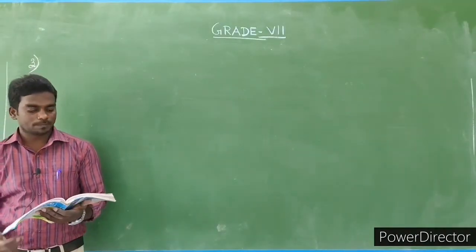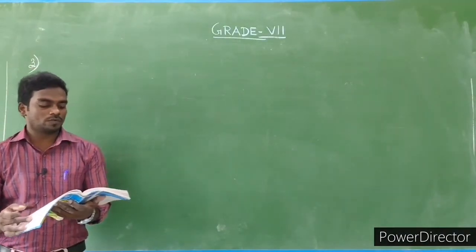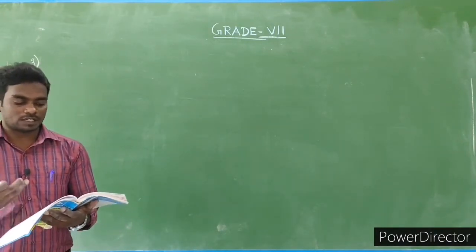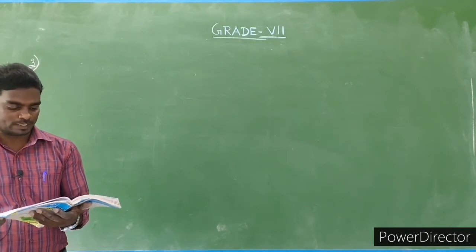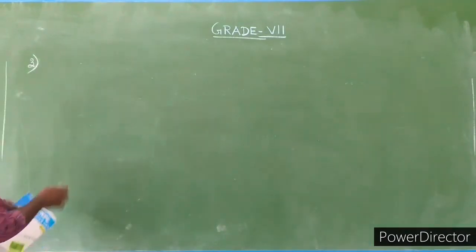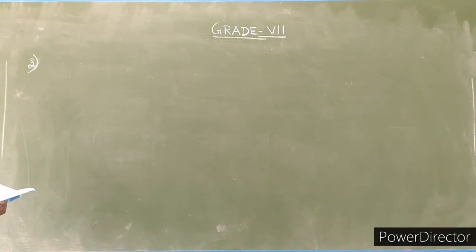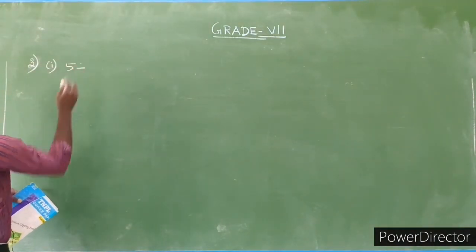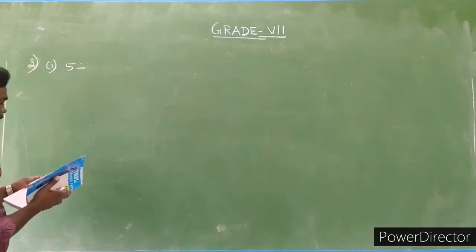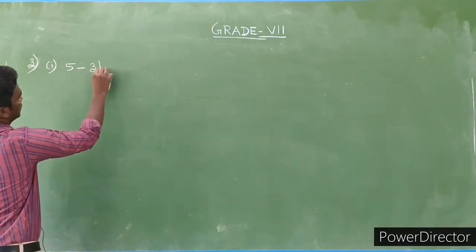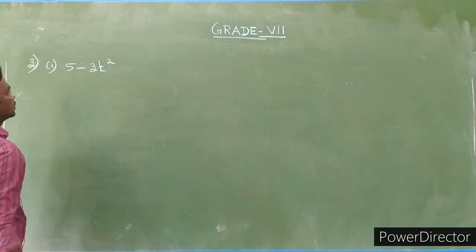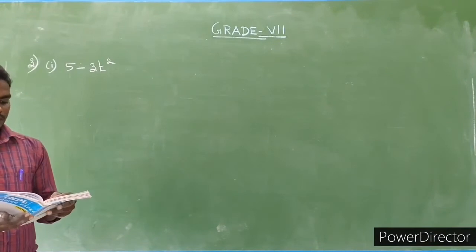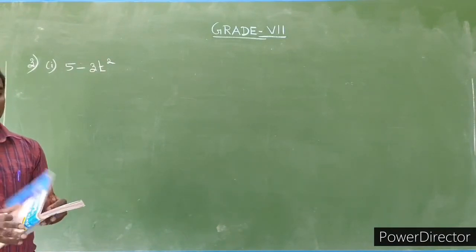Next, our third question. Identify the numerical coefficient of terms other than constant in the following expressions. So first one, 5 minus 3t square is given. So we have to identify the numerical coefficient of terms in the following expressions other than constant.